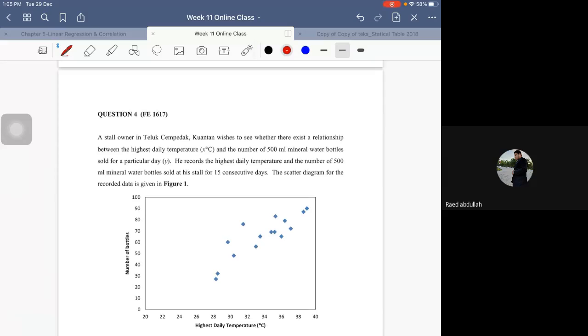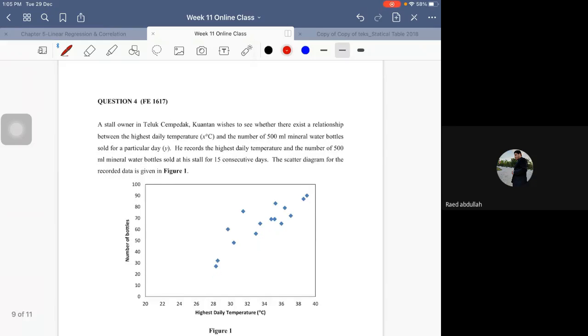Conceptual problem that we can discuss together. Just have a look at this question. So this is a final exam question from semester 116-17. The question said that a stall owner in Teluk Cempedak, Kelantan wishes to find a relationship between, so this is going to be our variable.